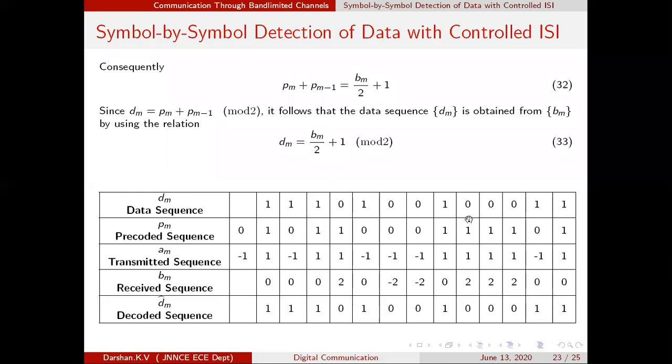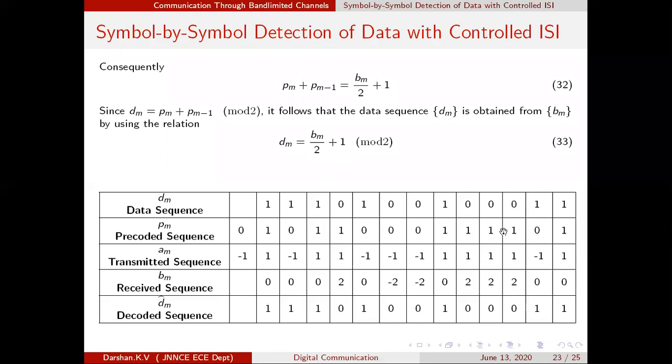If you want to get the pre-coded sequence, what are you doing? 0 minus 1. So the answer should be minus 1, right? No. Remember, this is binary subtraction. In binary, you are having only two things, 0 and 1. So 0 minus 1 is nothing but 1 only. That is what you are supposed to remember. 0 minus 1 means you should not write it as minus 1. What you are supposed to write? 0 minus 1 is 1 because it is binary subtraction.